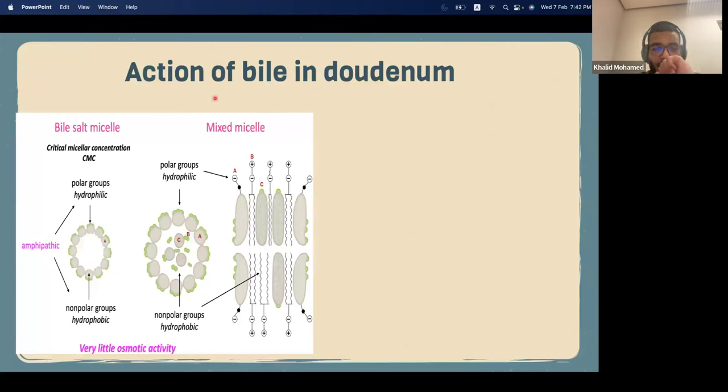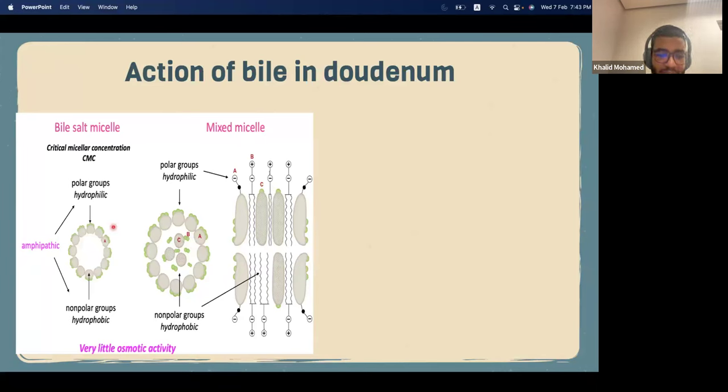So as we said, we already spoke about the action of bile in the duodenum, which was emulsification of fat and solubilization of fat hydrolysis products. So we'll just talk about it again. How do micelles form? Bile salts are amphipathic, so they have a hydrophilic group and a hydrophobic end. The hydrophilic ends surround the hydrophobic ends like this, forming a circle, which we call a micelle. Sometimes we find cholesterol inside these micelles, and now we call them mixed micelles.